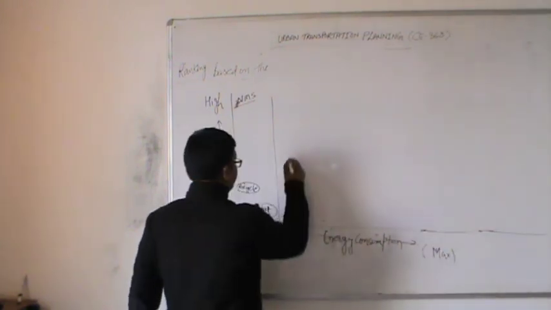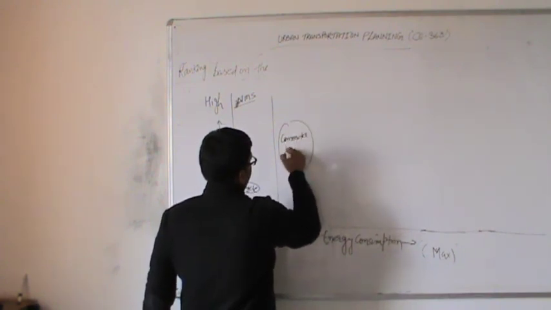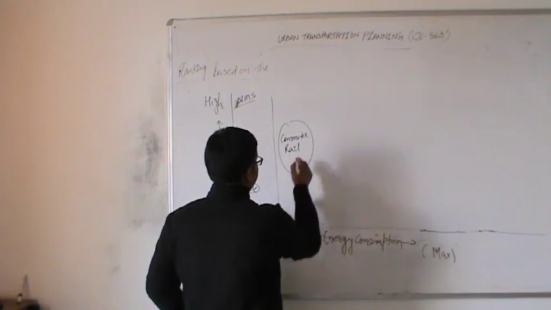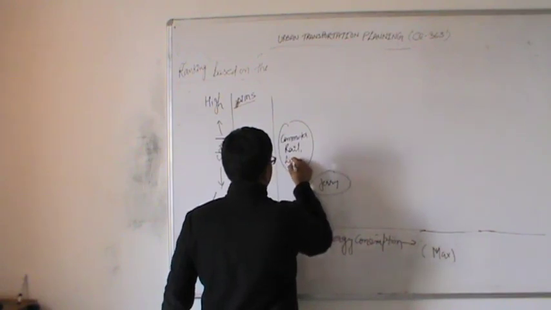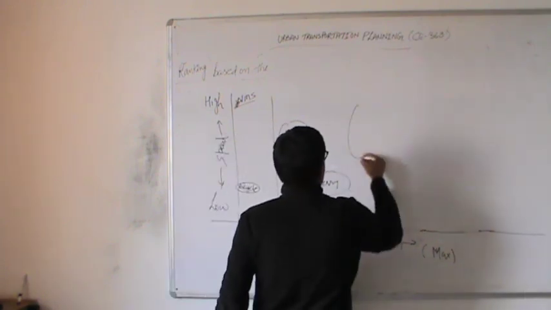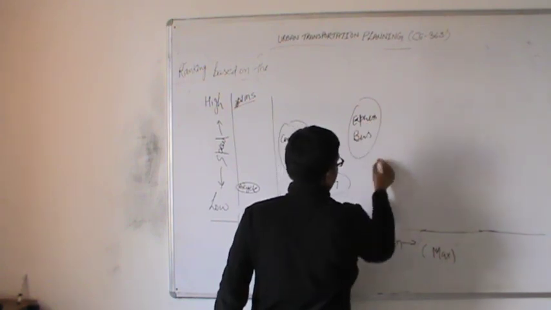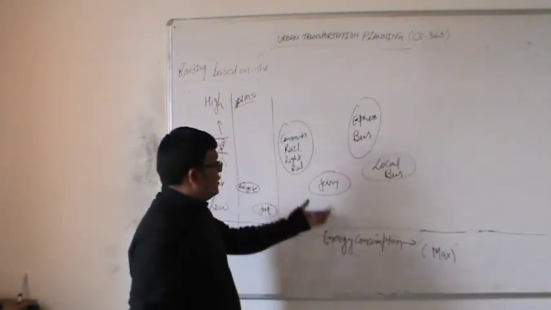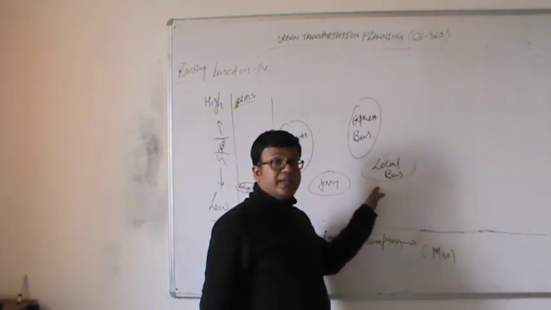Then the next will be the commuter rail. Then we will take the ferry. Here we can take the light rail also. And the express bus. Then here the local bus. We can see that on this side the ferry has been kept. Rails are on the less energy side and the buses are on the higher energy consumption side.